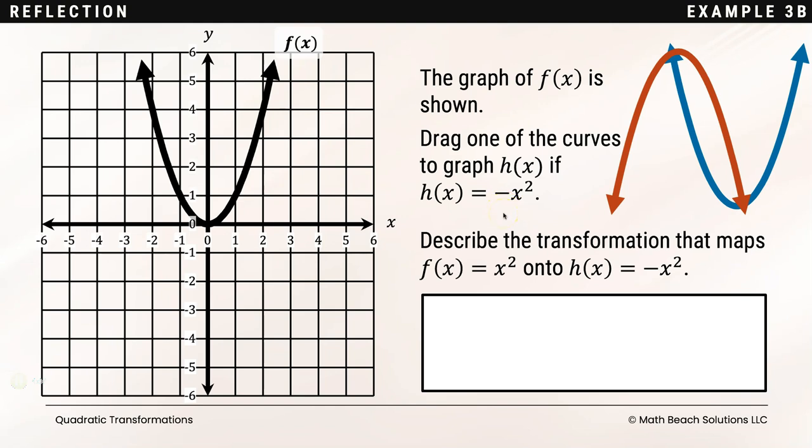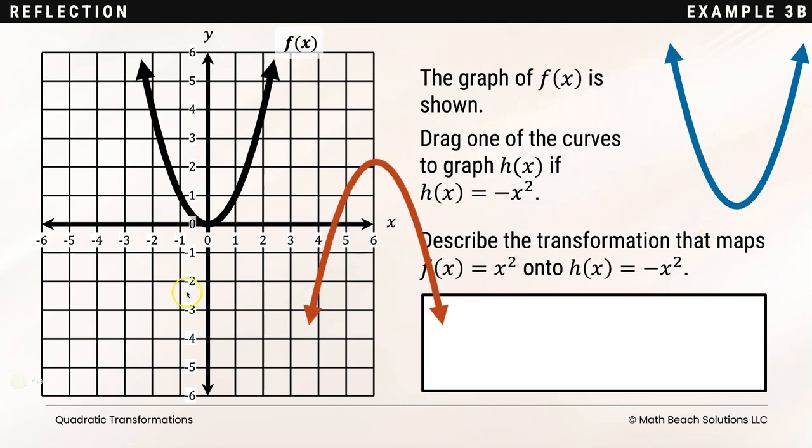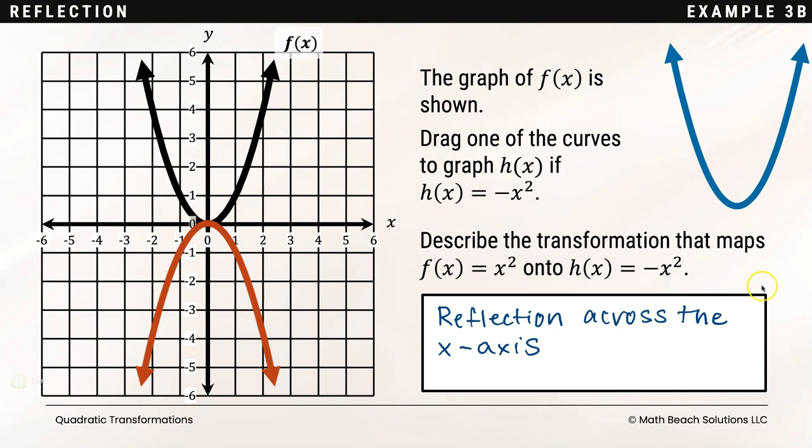So to reflect f of x over the x-axis, I'm going to choose this orangish red graph and reflect it over the x-axis. And the transformation that maps f of x onto h of x would be a reflection across the x-axis.